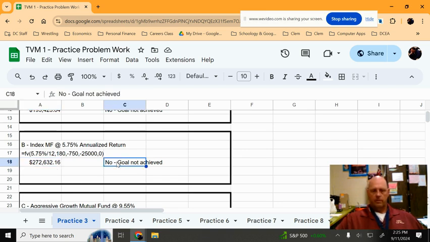Again, goal not achieved. Not aggressive enough, not putting enough away, didn't start with enough. However you want to look at it, Clem doesn't get his $500,000. We say it's not going to work.